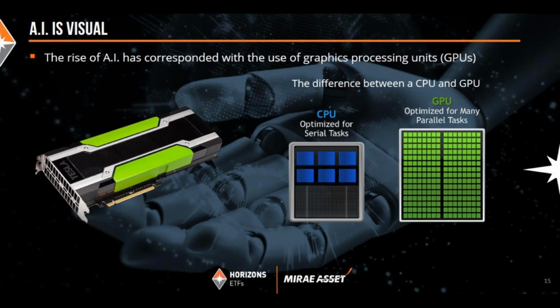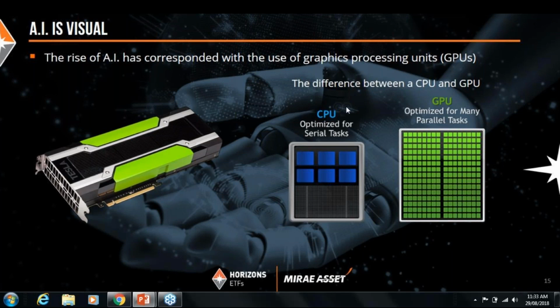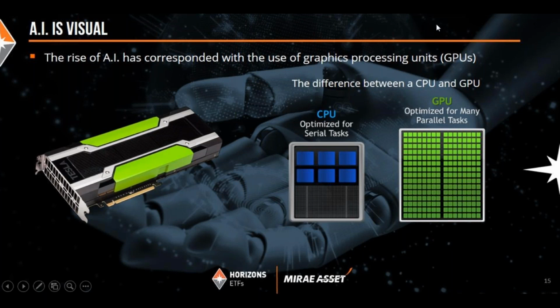Now, what powers AI is actually the graphics processing unit. It comes back to video games, right? So parents, don't get angry at your kids for playing video games. They're probably building the next great technology. Now, when we look at computers, they would use a graphics processing system to run the graphics card. And AI is mainly a visual process.